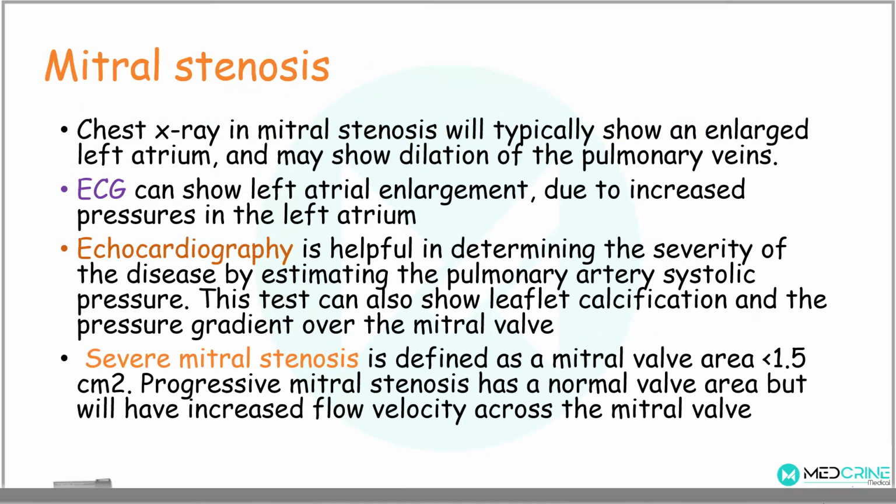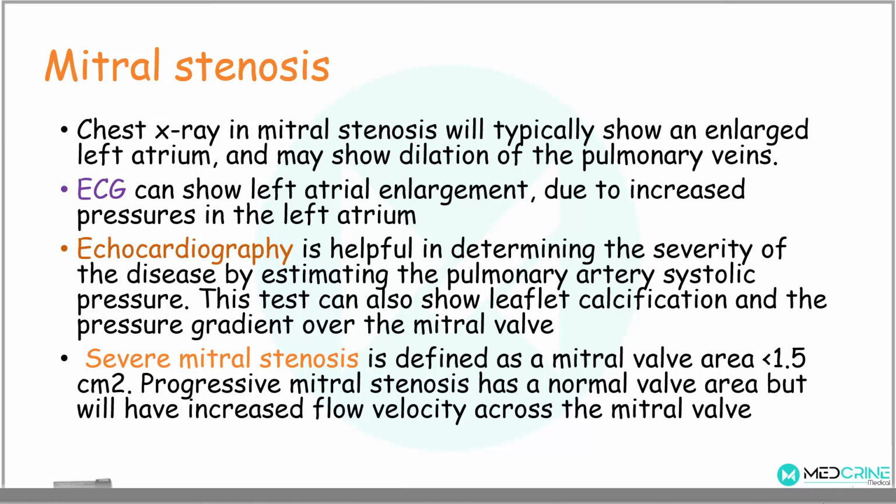In mitral stenosis, a chest X-ray will show an enlarged left atrium and may show dilation of the pulmonary veins. An electrocardiogram shows a left atrial enlargement that is due to an increased pressure on the left atrium. And an echocardiogram is helpful in determining the severity of the disease by the estimation of the pulmonary artery systolic pressures, and this can be done to show a leaflet calcification and a pressure gradient over the mitral valve.